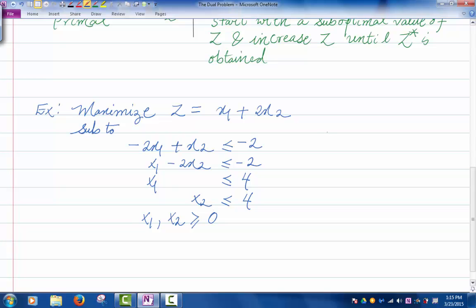Let me also specify here the optimal solution for this problem is that z star is 12 and it happens at 4, 4. We did this problem a couple of days ago. So z star is 12 and the solution happens at 4, 4. The optimal solution happens at 4, 4 and the optimal objective value is 12. We don't need to know that for this problem.